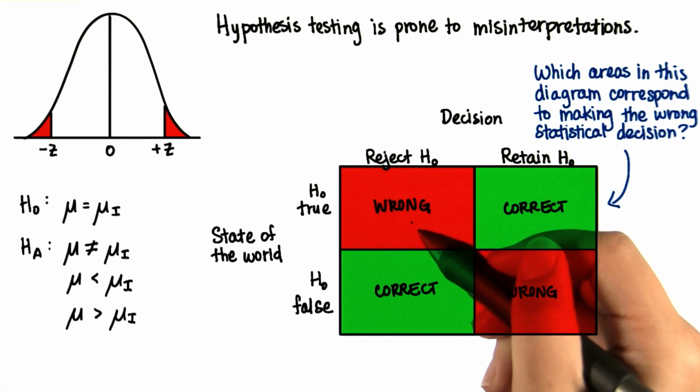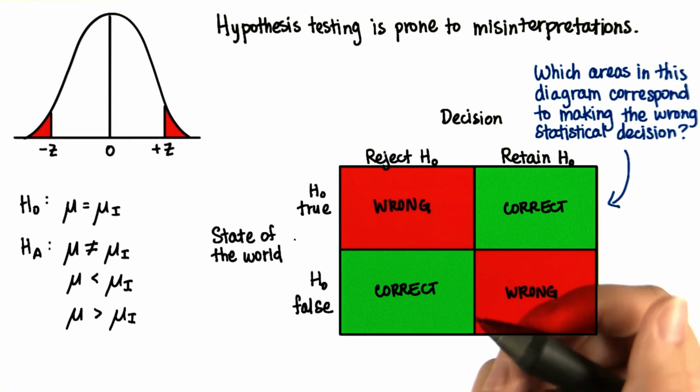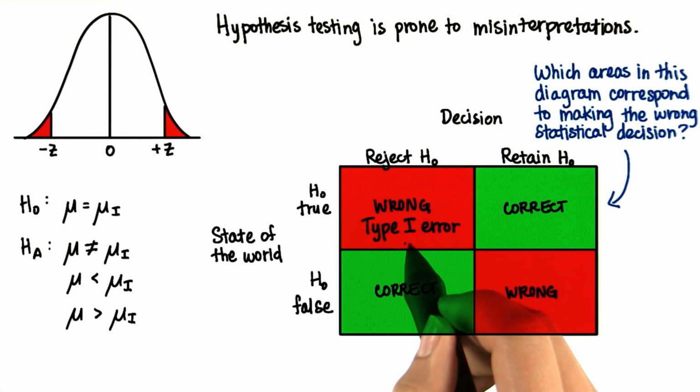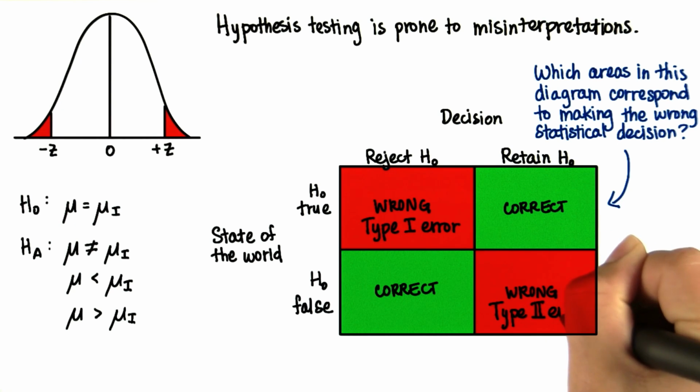If we reject the null when the null is actually true, and we conclude that there was a treatment effect, we commit a type 1 error. I'm writing in Roman numerals. And if we fail to reject the null, even though it's false, this is called a type 2 error.